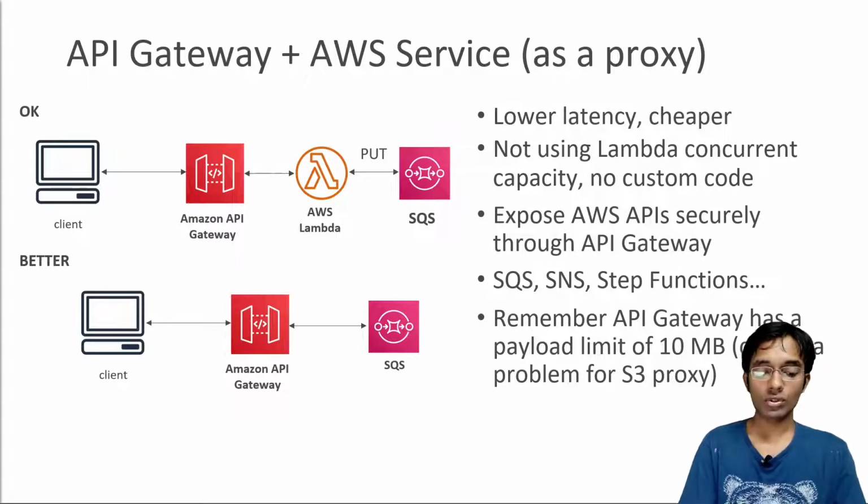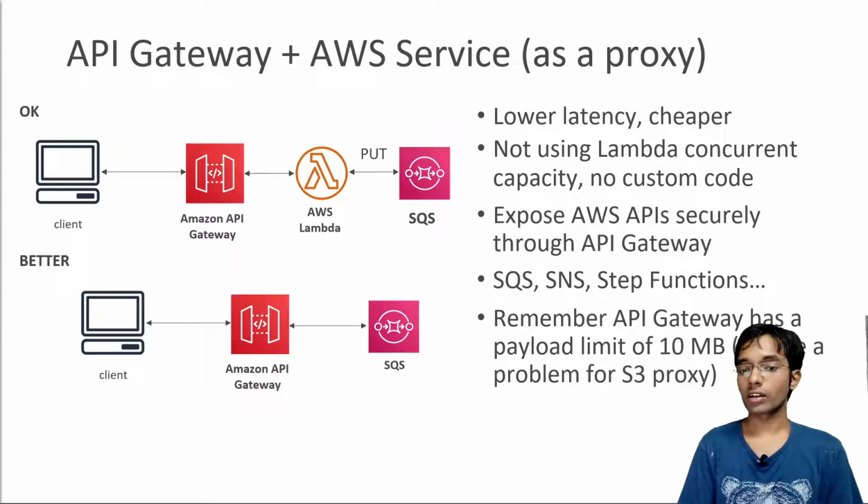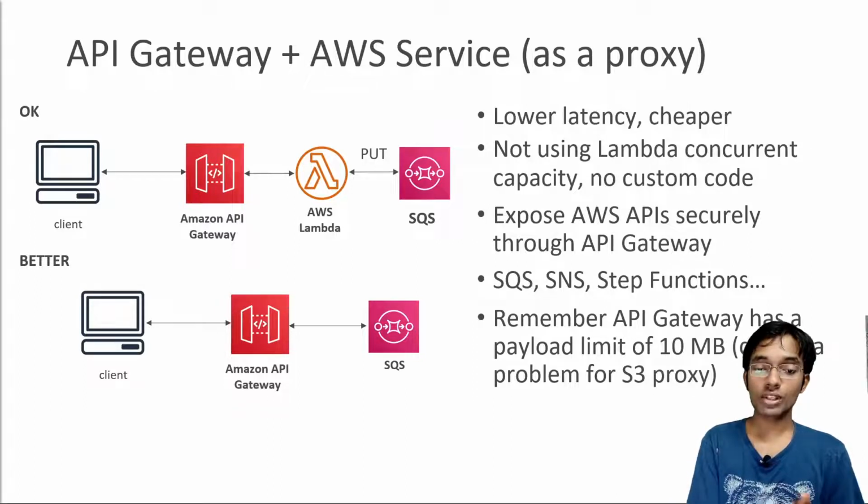We are also not using Lambda concurrent capacity. There's no custom code to maintain, and we are exposing the AWS API securely through the API Gateway, which is what it was intended to be in the first place. So this could be done not only with SQS. It could be SNS, Step Functions, and so on.